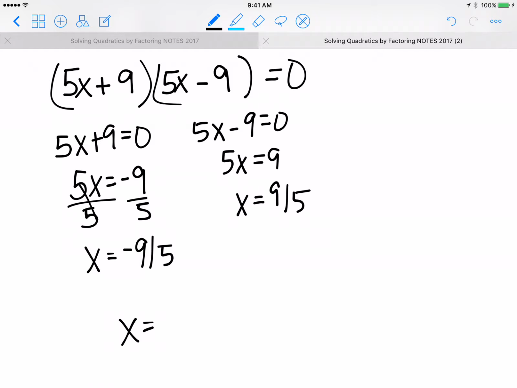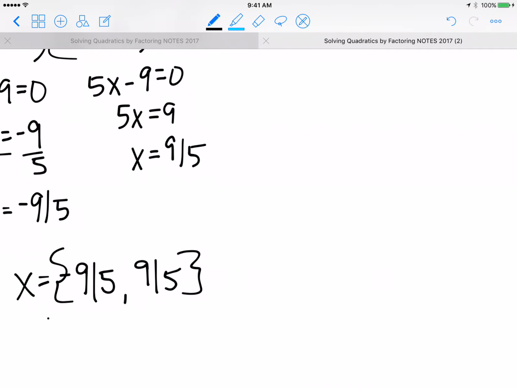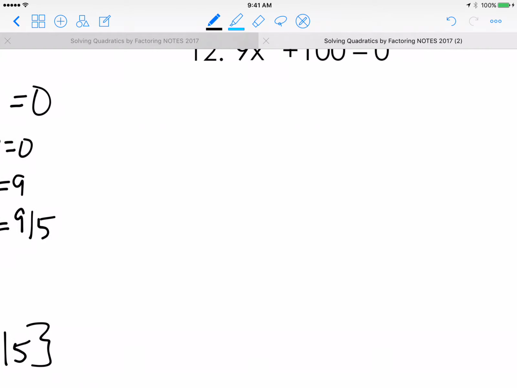Hi. Okay, so x is equal to negative 9/5, comma 9/5. All right, so yours can look prettier than mine.